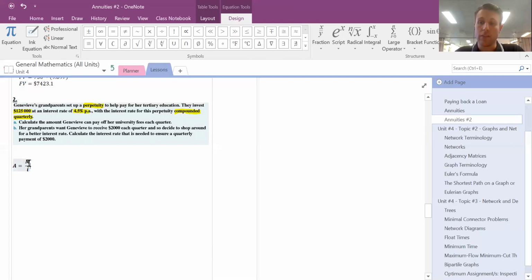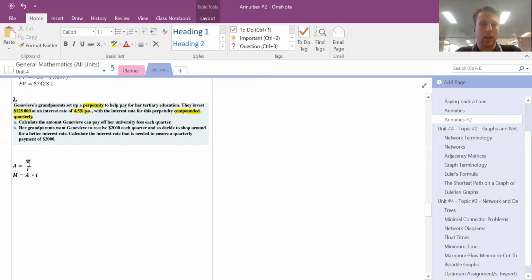Now we're not looking for A. We already know the overall large sum investment that they've got, which is $125,000. So if we're wanting to rearrange, instead of dividing by I, we times by I. So we'll end up with M by itself equals A times I, which is a nice easier formula. So payment equals the amount invested times I.